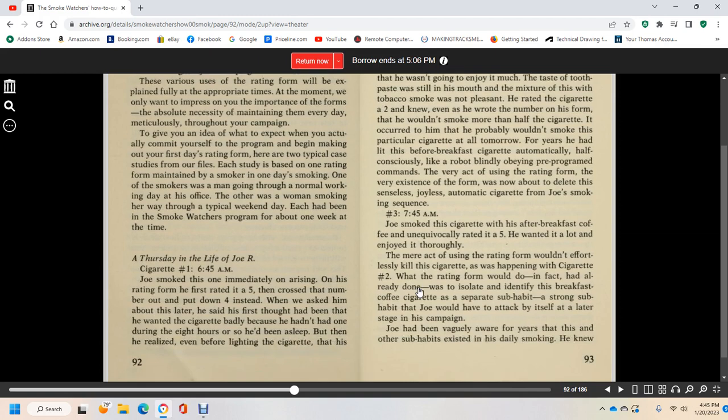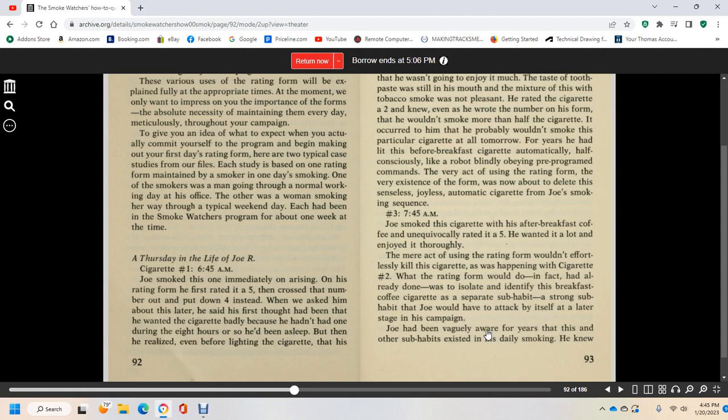Number 3. Joe smoked the cigarette after breakfast with his coffee, and rated it a 5. He wanted it a lot and enjoyed it thoroughly. He marked the rating effortlessly. In fact, he had always identified this breakfast coffee cigarette as a separate, strong sub-habit. Joe would have to attack it itself at a later stage of his campaign.